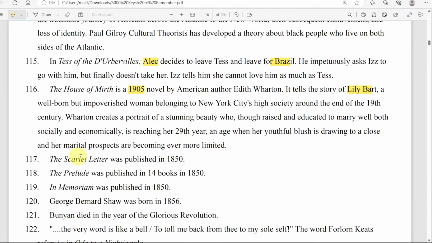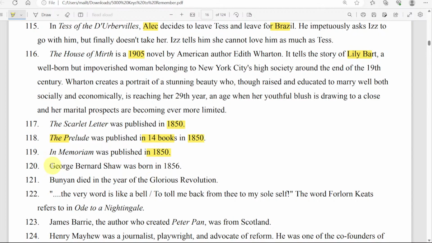Anyway, The Scarlet Letter, remember the date, was published in 1850. The Prelude, everybody knows, was published in 1850, and it is a collection of how many books? 14 books. In Memoriam, also 1850. George Bernard Shaw was born in 1857, and Bunyan died in the year of the Glorious Revolution.